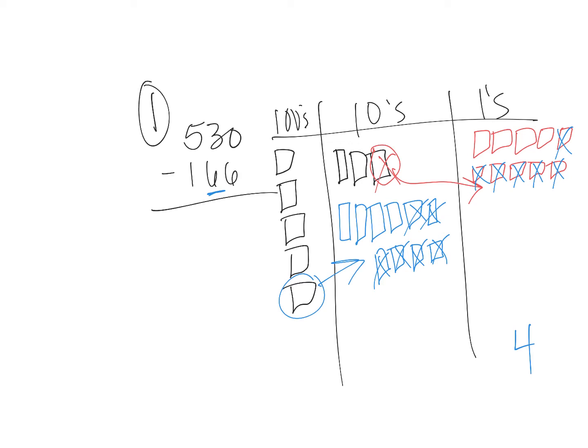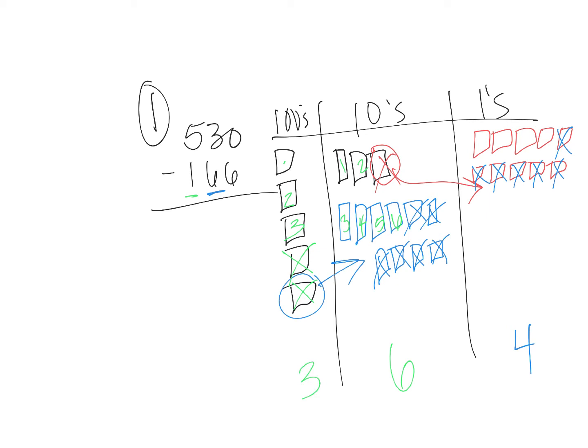So after I take away 6 tens, I'm going to see how many I have left. 1, 2, 3, 4, 5, 6. 6 tens left. And I'm going to come to my hundreds. We started with 5 hundreds, but then I had to trade 100 for 10 tens. Now I need to take away 1 more 100. I'm going to cross that one off. And how many hundreds do I have left? 1, 2, 3. I have 3 hundreds left. So my answer should be 364.